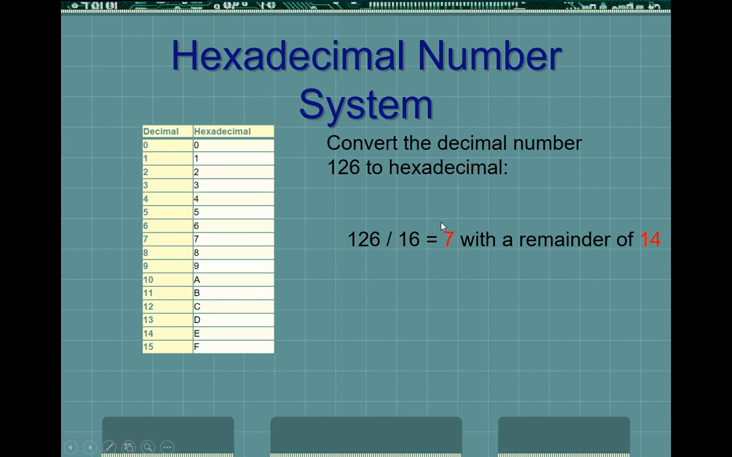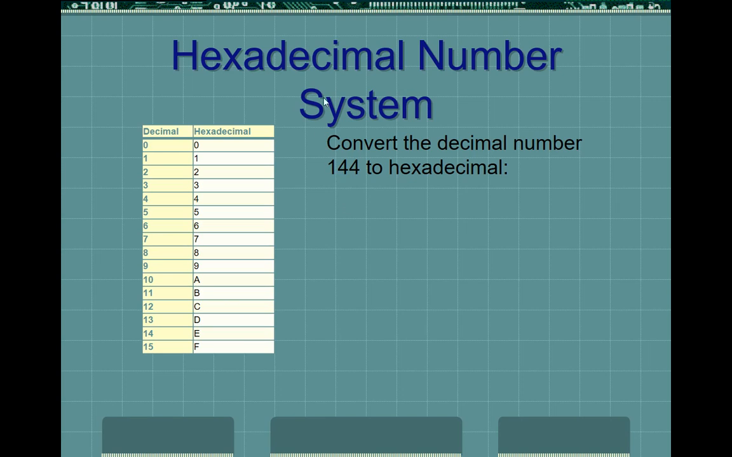So then you look at the chart and you say, well, a 7 is a 7 in the hexadecimal system, and a 14 is an E in the hexadecimal system. So that makes the hex number 7E equal to 126 as a decimal number, base 10 decimal.